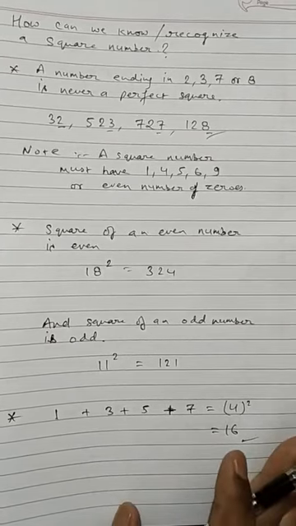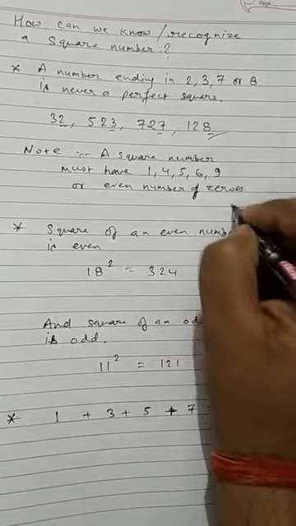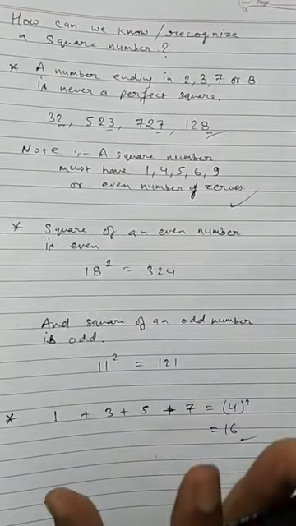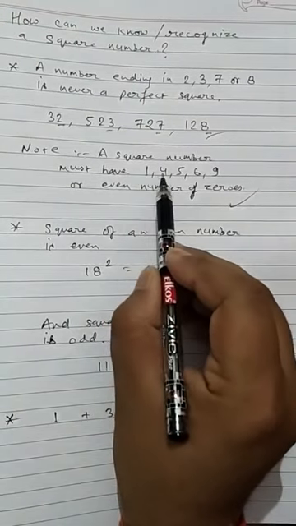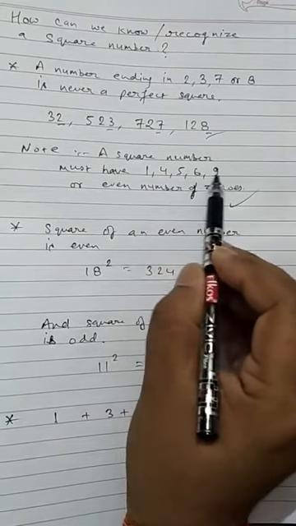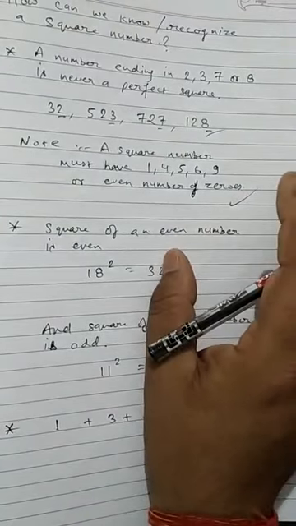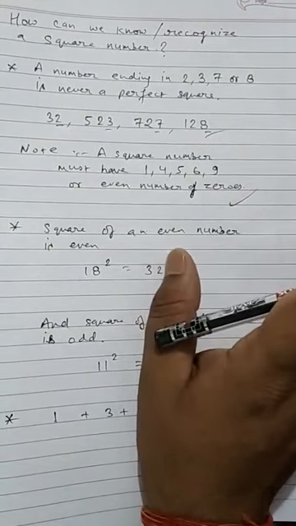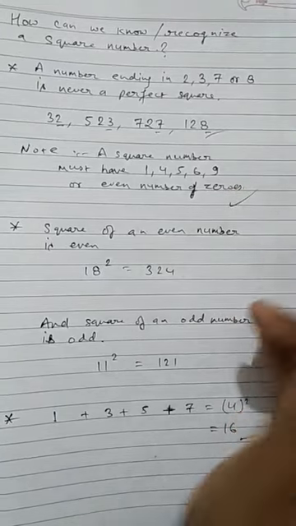So these are some of the properties, but you have to consider this one mainly. A number having its unit digit 1, 4, 5, 6, 9, or an even number of zeros may be a perfect square number. But it is not necessary. It is just a hint.